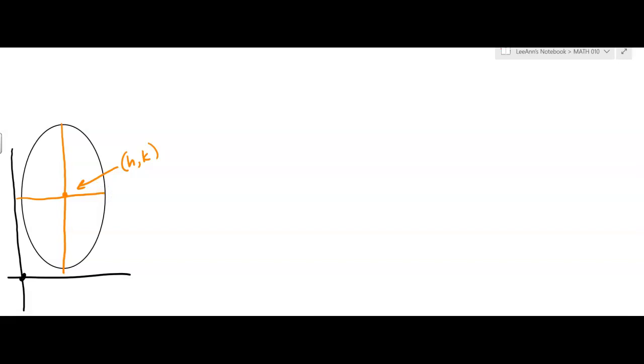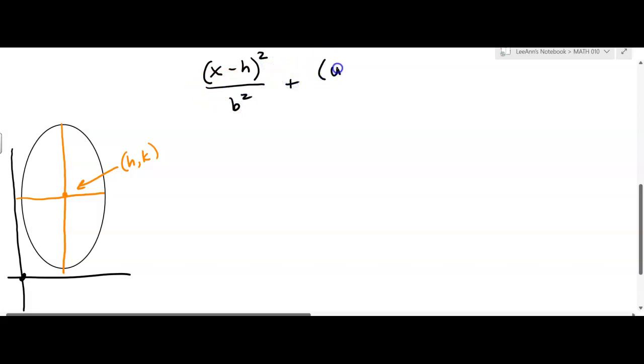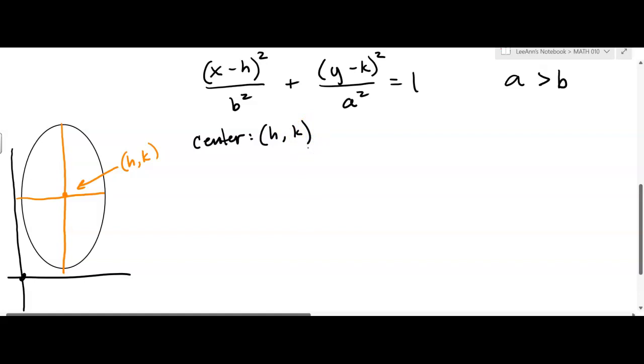So let's get the equation up here. So we're going to have x squared, oh, no we're not, because we're not centered at the origin. Forgot already. We're centered at h, k, so x minus h squared over b squared plus y minus k squared over a squared equals 1. And a is greater than b. That gives us the elongated ellipse, or the egg-shaped ellipse. Okay, so the center is still at h, k. Remember, h always goes with x, k always goes with y.